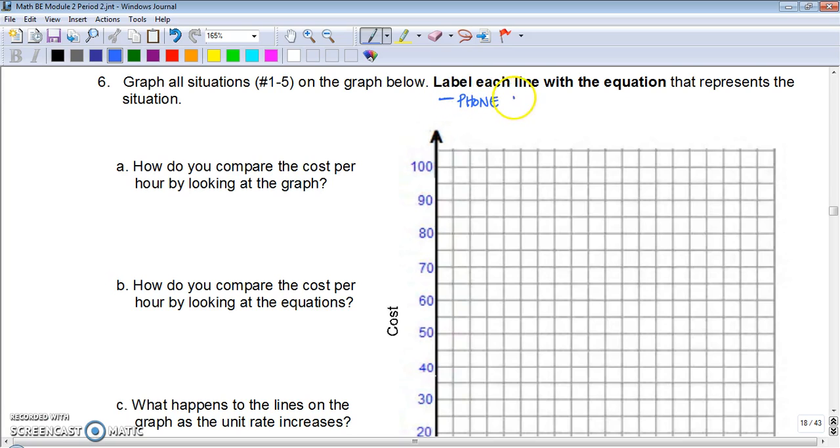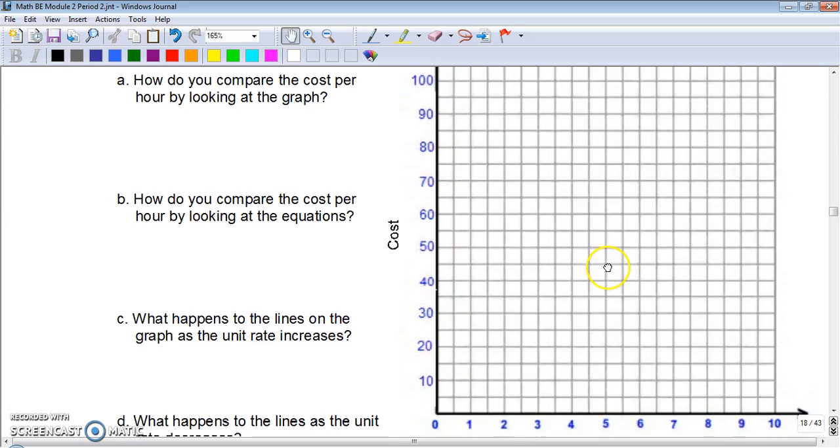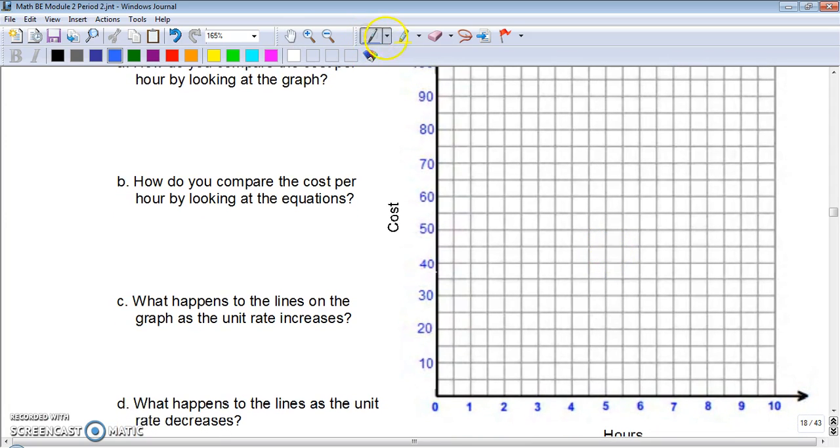the table for something that dealt with phone calls. So I'm going to graph that one in blue. And you might want to have your table accessible so that you can look at that. But if you remember, for the phone call scenario, we figured out that it was $0 for 0 hours. For 1 hour, it was $10. For 2, it was $20. For 3, it was $30. And it just kept going.